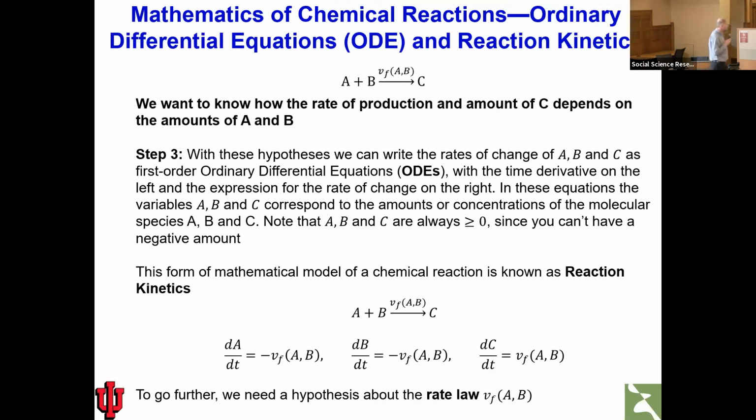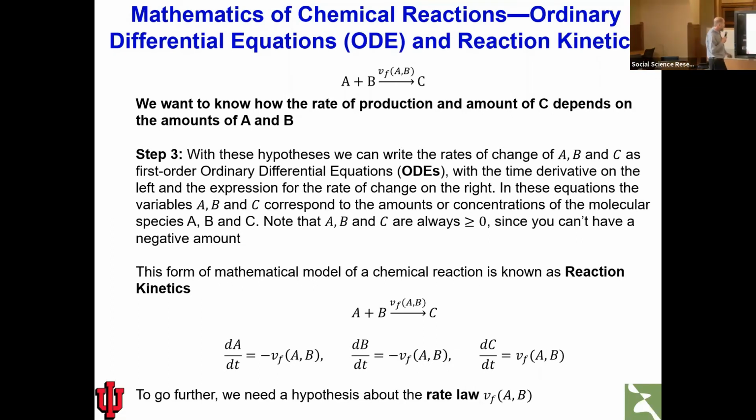So, if we make the assumption that we can write the amounts of A, B, and C as concentrations, and we can assume that reactions are continuous in time and deterministic, and that we can ignore space, all of which are hard, then we could take our reaction A plus B goes to C. Its rate depends on the concentrations of A and B. And then that molecular reaction equation becomes 3 separate first-order ordinary differential equations that represent how the amounts of A, B, and C change in time.